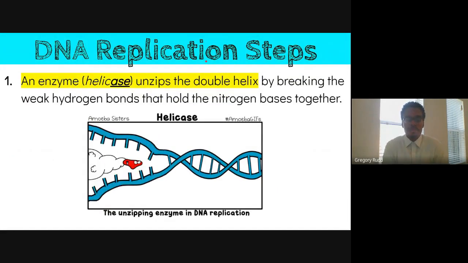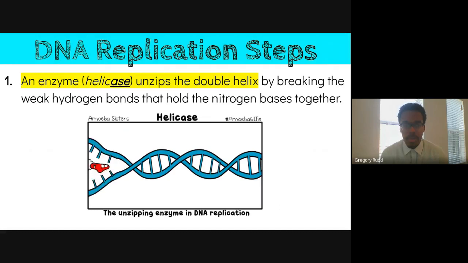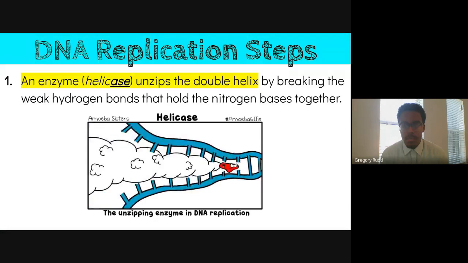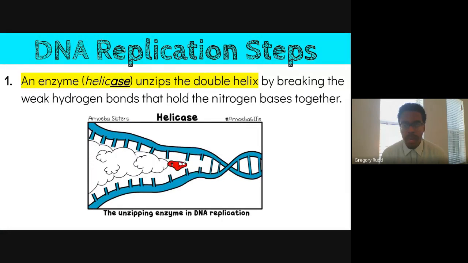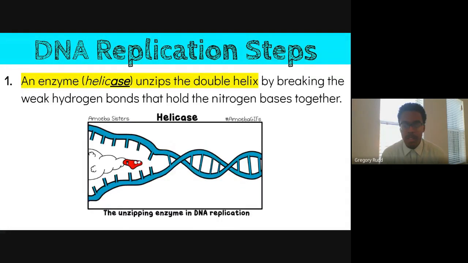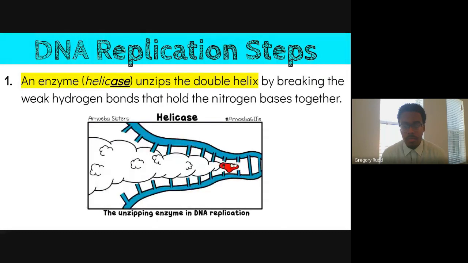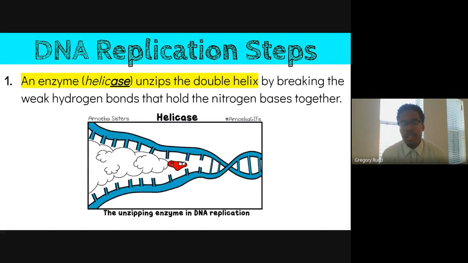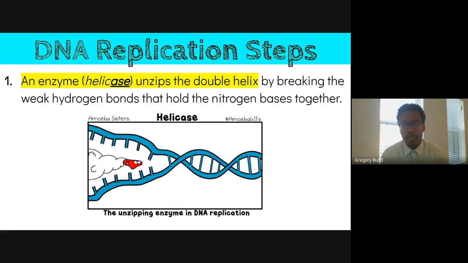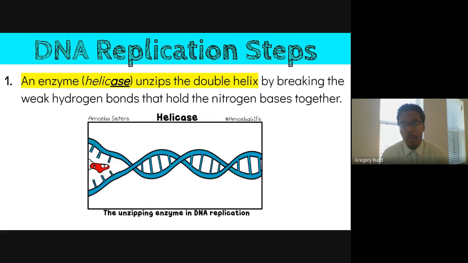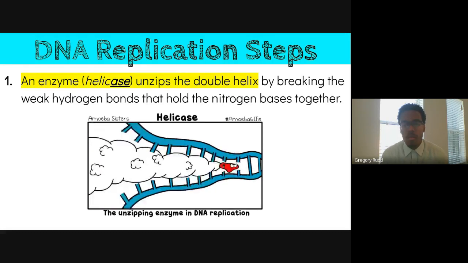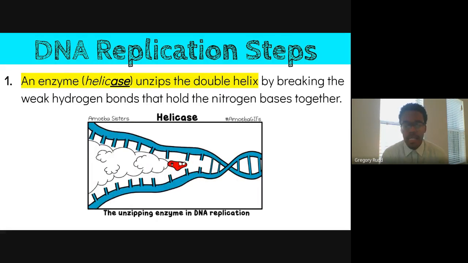All right. So here it is again. An enzyme called helicase unzips the double helix by breaking the weak hydrogen bonds that hold the nitrogen bases together. For the purposes of this class, that is the first step of DNA replication. Helicase.